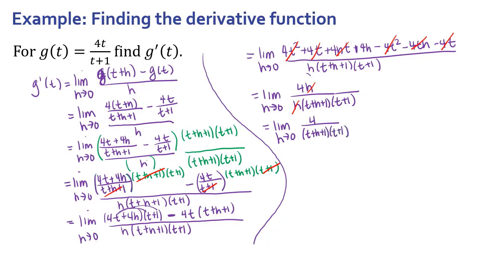Now I'm finally at a point where I can substitute 0 in for h. So I'm going to get 4 in the numerator, and in the denominator I've got t plus 1 times t plus 1, which is just 4 over t plus 1 squared. So there is that derivative function. I'll write it all the way out: g prime of t equals 4 over t plus 1 squared.